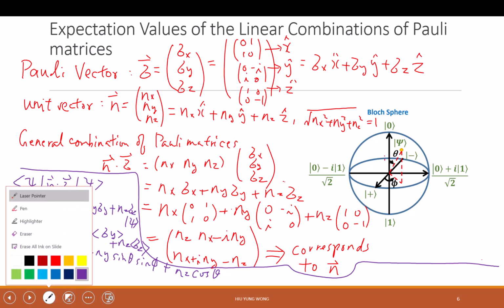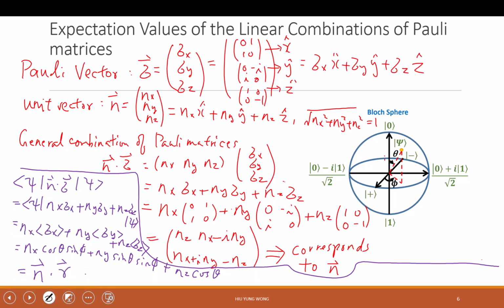Let me write this down. Projection of psi on n. That's it. So if you have a state and you say, I want to measure the spin value in a particular direction n, then it is just equal to the overlap of it.